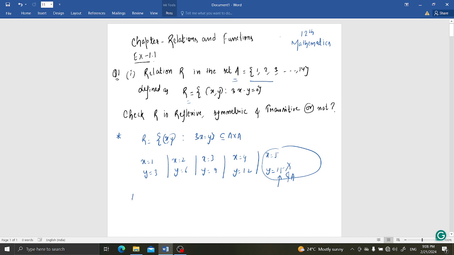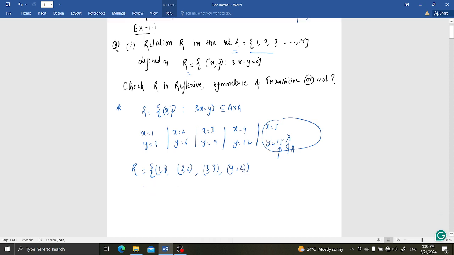Hence the only elements in R will be (1, 3), (2, 6), (3, 9) and (4, 12). These are the elements in the relation R.